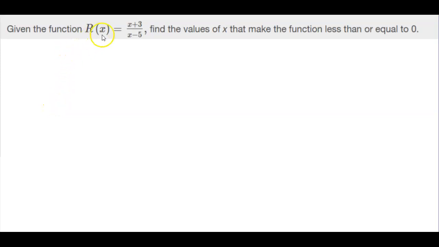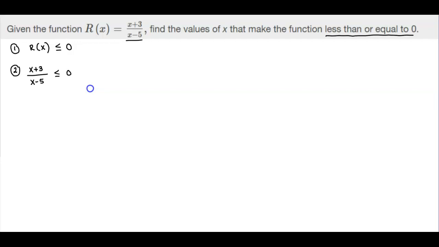Given the function r of x is equal to x plus 3 over x minus 5, we want to find the values of x that make the function less than or equal to 0. So what it's asking us is, if the function is r of x, we want it to be less than or equal to 0. So we have x plus 3 over x minus 5, and we want that to be less than or equal to 0.